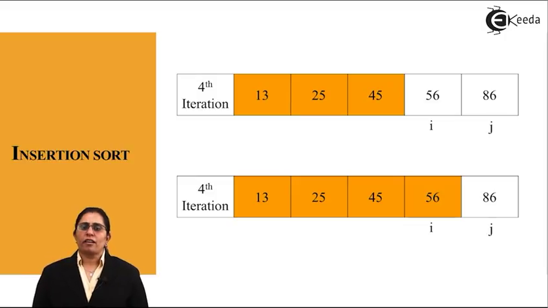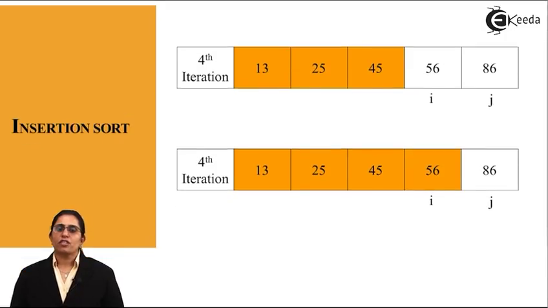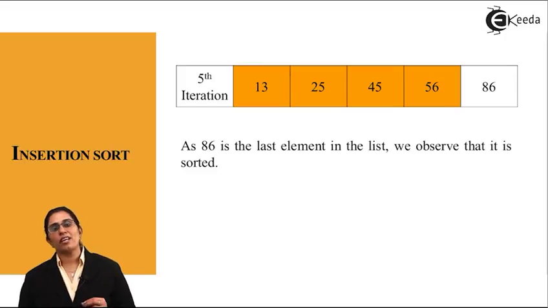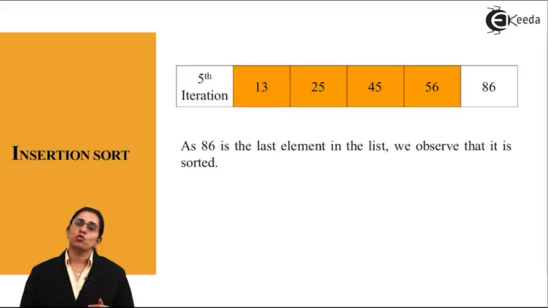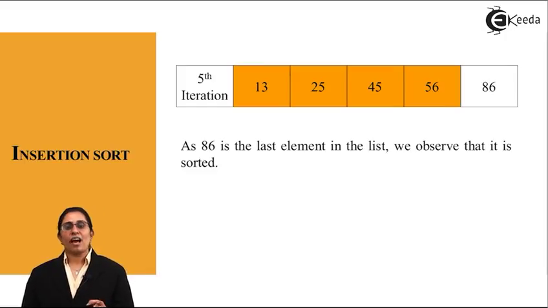So after my fourth iteration, 4 elements are sorted and 1 is remaining. But when we check in the fifth iteration, 86 is the last element, and we always need the number of elements minus 1 iterations to sort my list. That is, the number of iterations required to sort any list is always the number of elements minus 1, so that is 4. And we have seen that the list automatically gets sorted when we reach the last element in the array or in the list.